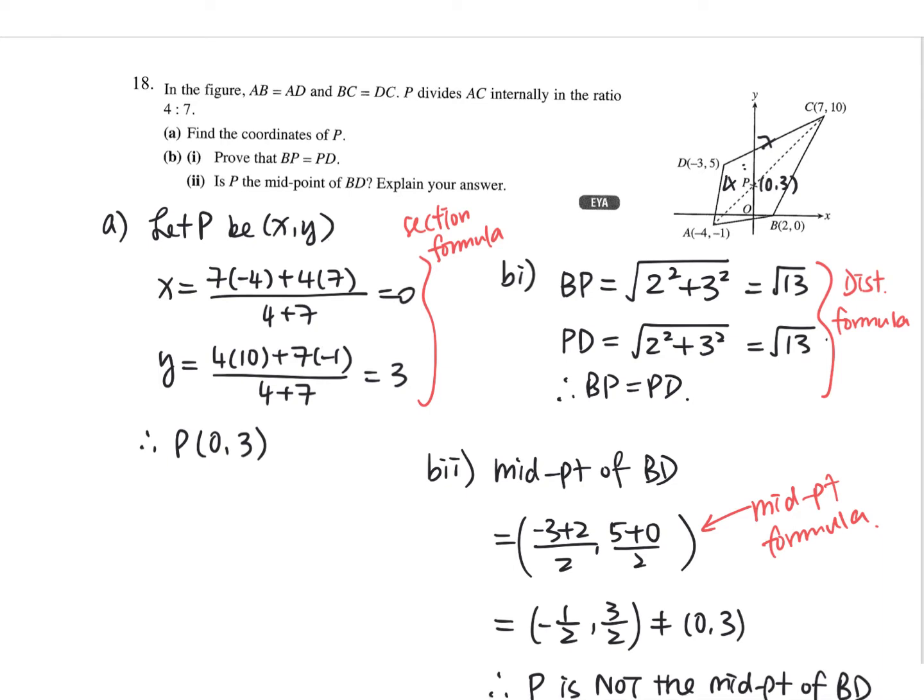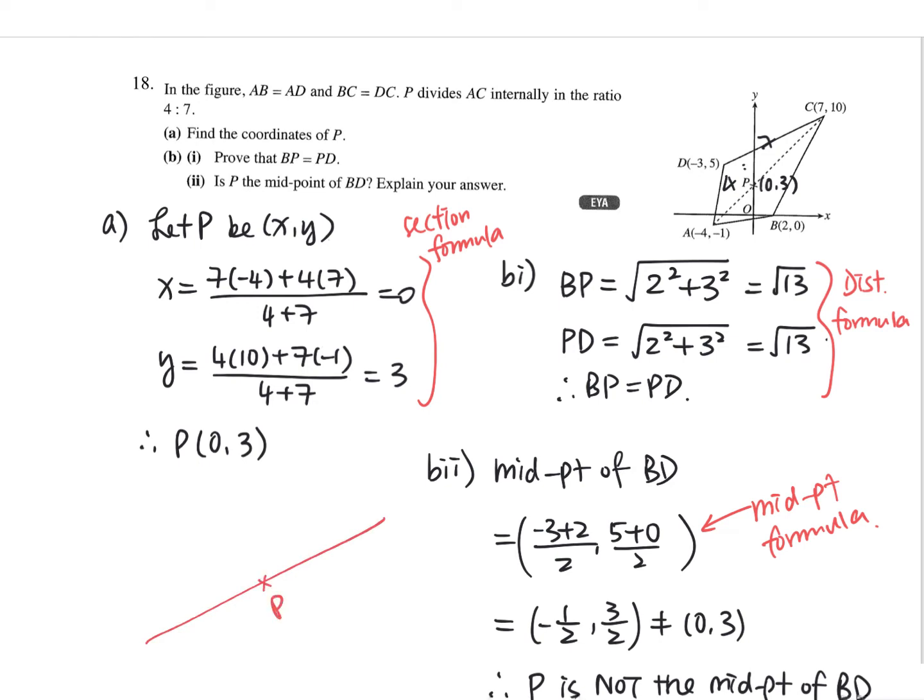And then moving on to B2. So we know that PB is equal to PD. Does it mean that P is the midpoint? Well, we know how to use the midpoint formula. And then we notice that the midpoint of BD is not P. Why would that be the case? Now, let me make a small sketch here.